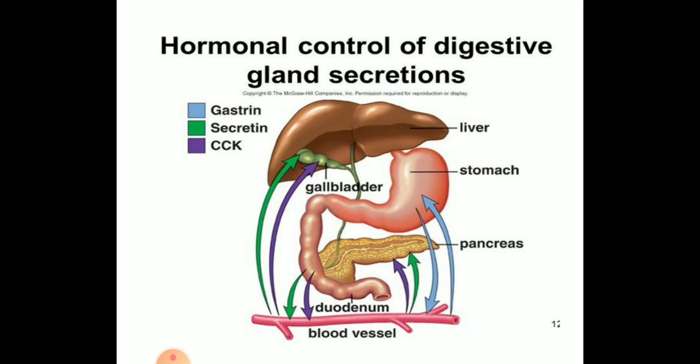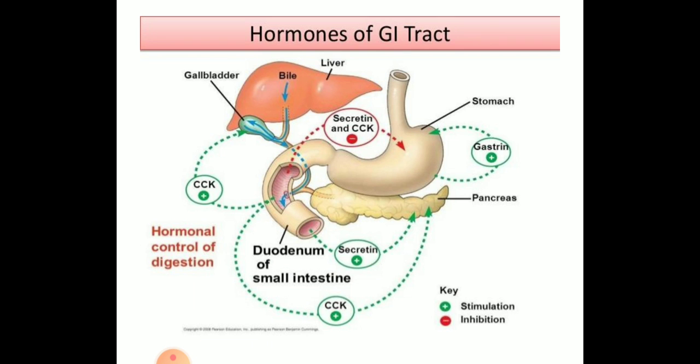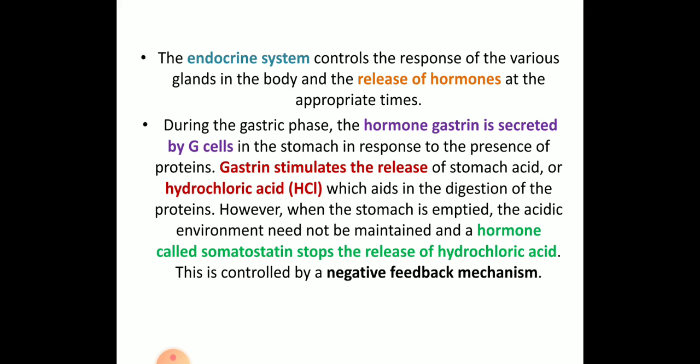Next we'll move on to the hormonal control. You need to remember three different hormones, that is gastrin, secretin and CCK. Here, as you can see in the hormones of the gastrointestinal tract, how they move and how the stimulation takes place. These are of two types: one is the positive feedback mechanism and the other is the negative feedback mechanism.